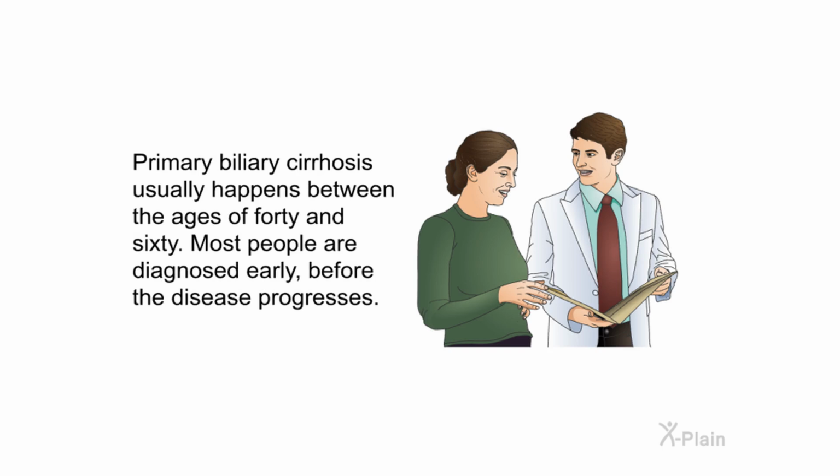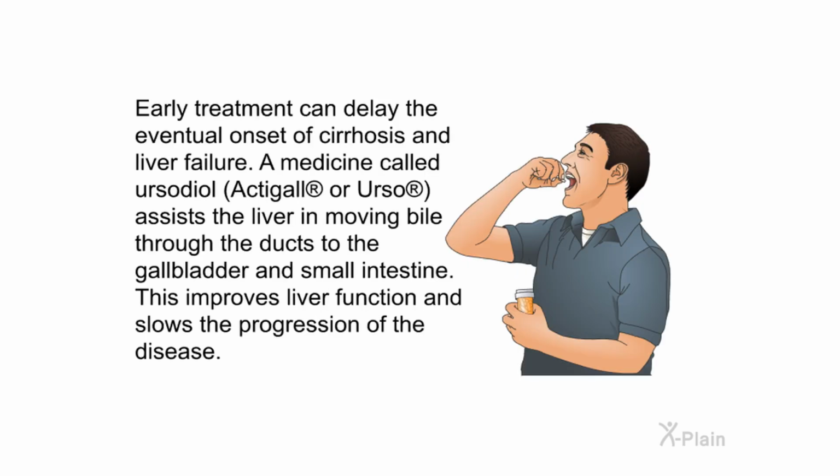Primary biliary cirrhosis usually happens between the ages of 40 and 60. Most people are diagnosed early before the disease progresses. Early treatment can delay the eventual onset of cirrhosis and liver failure. A medicine called ursodiol, Actigall or Urso, assists the liver in moving bile through the ducts to the gallbladder and small intestine. This improves liver function and slows the progression of the disease.